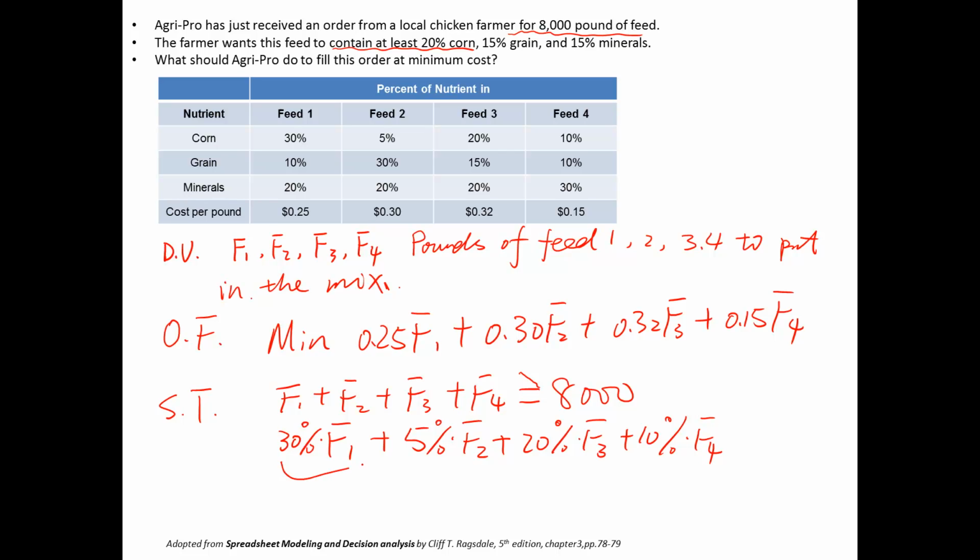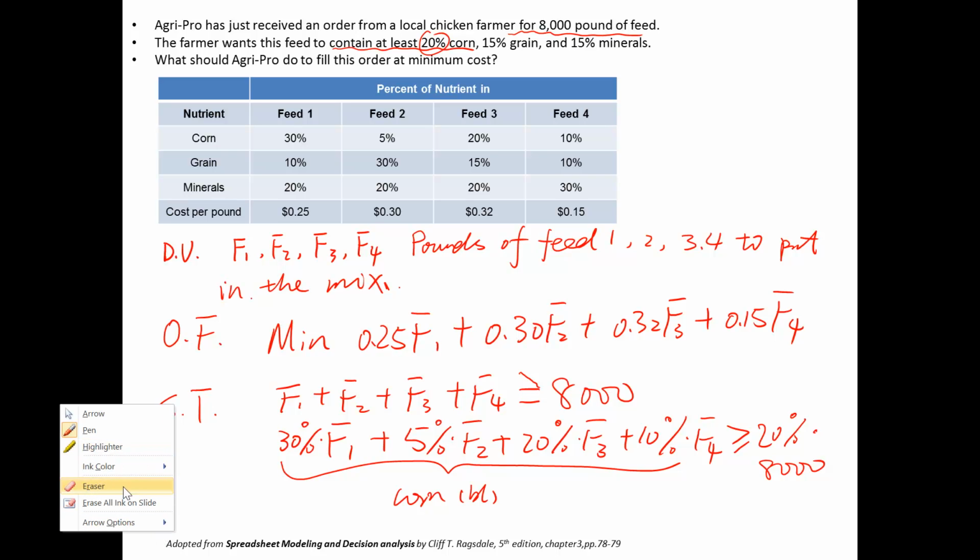So that's the total pounds of corn. It should be greater than or equal to, you want at least 20%, so 20% times 8,000. If we define the greater than or equal to, it should be the sum of F1, F2, F3, F4. But we know that it's the same, so for accuracy, just eliminate this. So our model is simple.